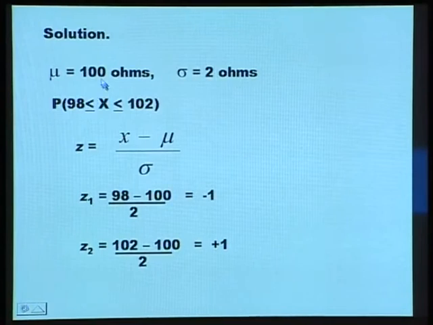Transforming 98 by subtracting the mean from it and then dividing by the standard deviation 2 ohms gives us minus 1. Transforming 102 minus the mean 100 ohms and then dividing by the standard deviation gives us plus 1. Therefore, the probability that x lies between 98 and 102 after the process of standardization will give us the probability that z will lie between minus 1 and plus 1.